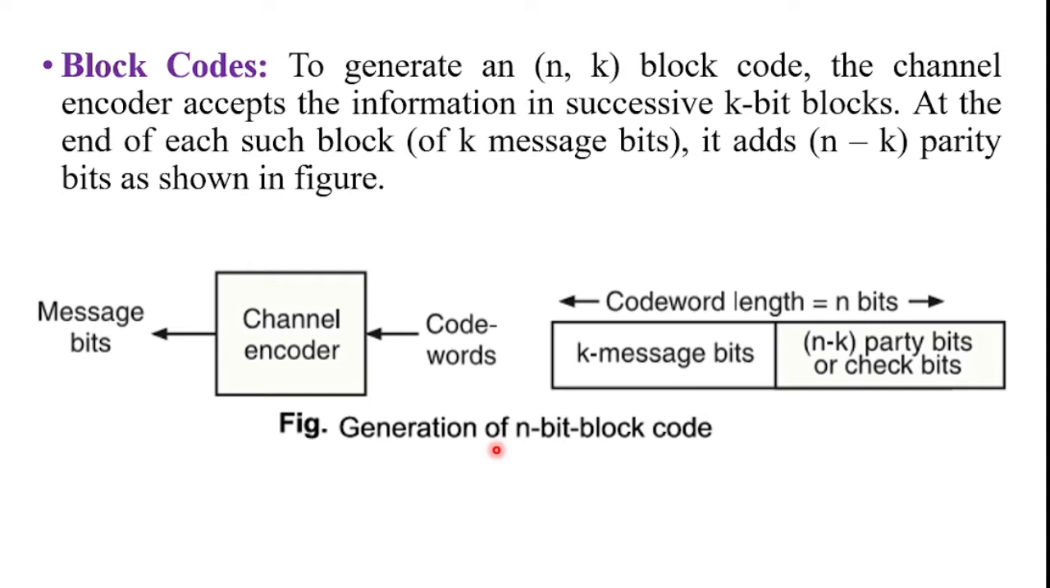Since these bits don't consist of any information, they are known as redundant bits. It is important to note that the n minus k parity bits are related algebraically to the k message bits. Therefore, an n-bit code word is produced, as shown in this figure. And this is the definition of the block code.